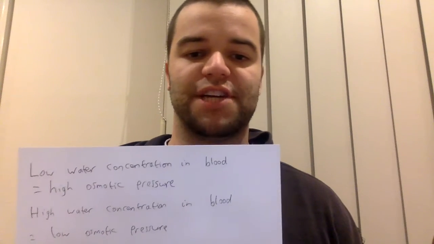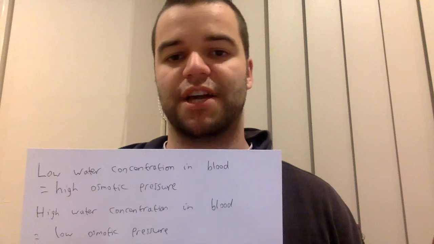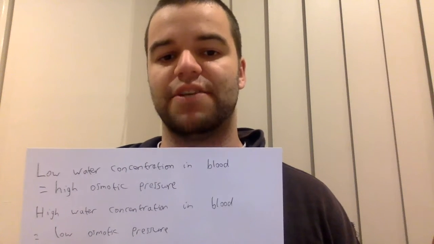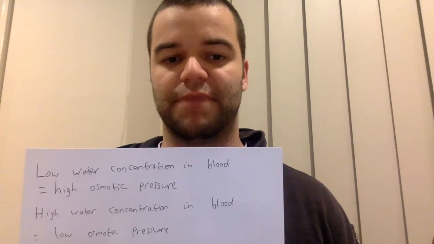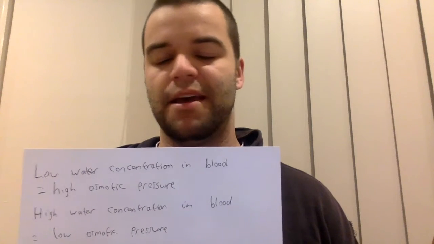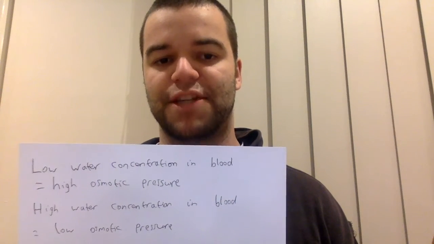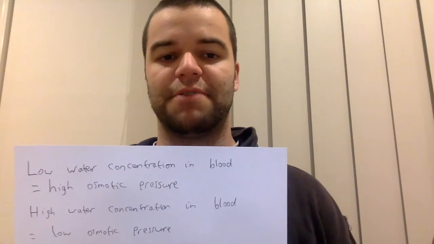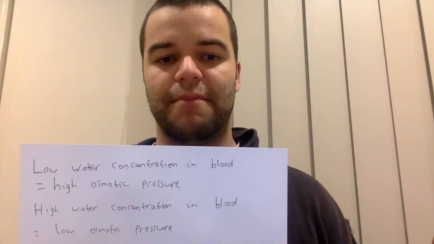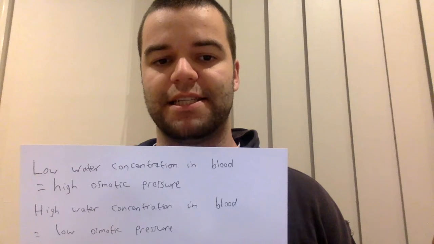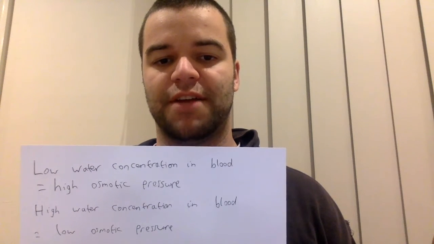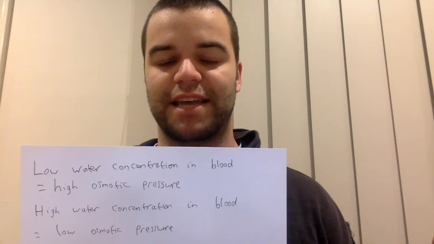High water concentration in the blood means low osmotic pressure, basically meaning that water is not likely to move by osmosis from the kidneys into the blood. Okay, so in a little while I'm going to talk about osmotic pressure, and that's just what I'm referring to. When I say high osmotic pressure, I mean there's a low amount of water in the blood, and when there's a low osmotic pressure, there's a high concentration of water in the blood.